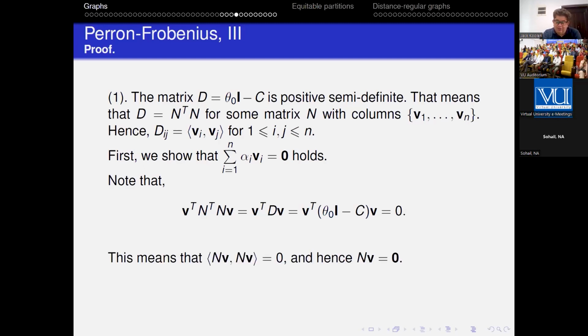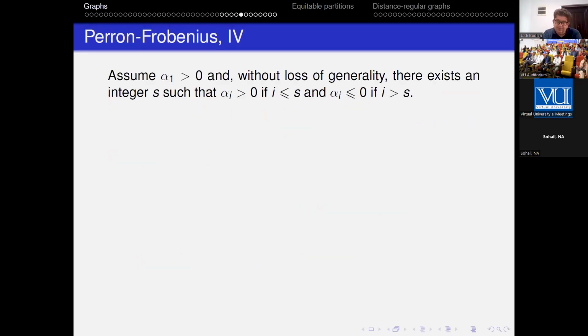This means the inner product of N phi with N phi is 0, and hence N phi is 0. This shows that the sum over i is 1 to n of alpha i vi is 0. And I assume that alpha 1 is greater than 0 without loss of generality. There exists an integer s such that alpha i is greater than 0 for i smaller or equal to s, and alpha i is smaller or equal to 0 if i is bigger than that.